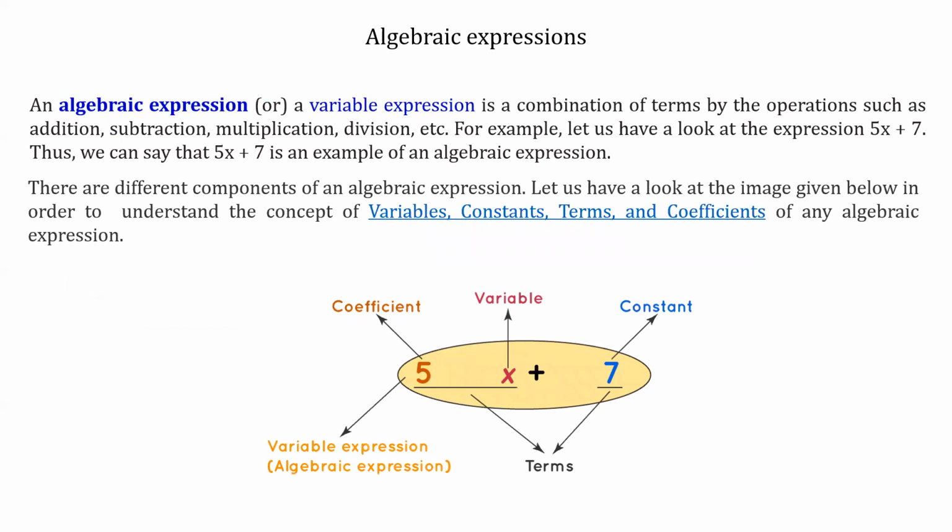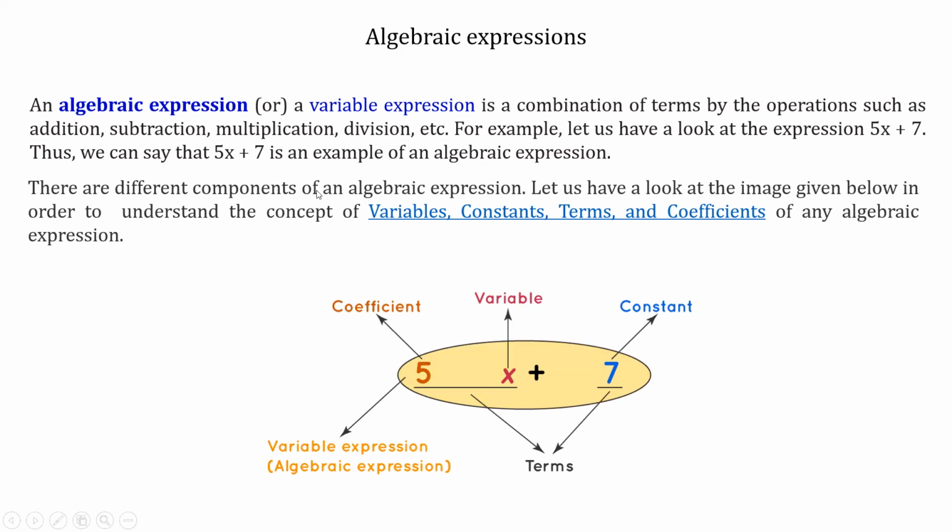An algebraic expression or a variable expression is a combination of terms by operations such as addition, subtraction, multiplication, division, etc. For example, let us have a look at the expression 5x plus 7. So consider this expression. Thus we can say that this expression is an example of an algebraic expression.